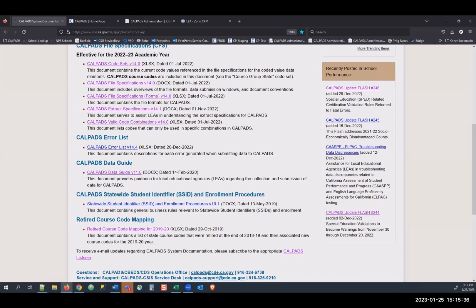Yeah. CALPADS only accepts valid state codes. Because we don't do code mapping anymore, right, Angela? We do not.